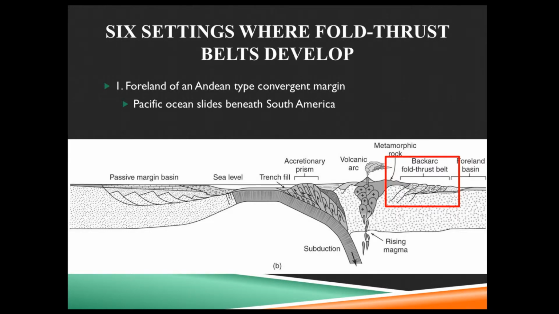We call it the back arc because it's on the back side of the mountain range, away from the subduction zone. And we have this fold thrust activity going on where you can see numerous thrust faults, and you can see the distortion in the drawing suggesting that there's folding going on.